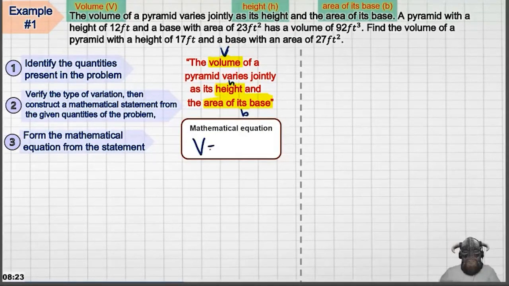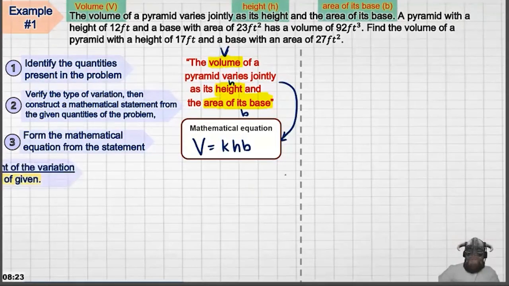So, we can form this one. V, as in victory, is equal to K. Huwag mong kalimutan yung constant of variation. Then HB. Pwede rin yung BH. Commutative naman yung multiplication. Pero inuna ko yung H kasi inuna siyang binanggit dun sa statement. So that's how we construct the mathematical equation from the statement. So ito yung interpretation niya.